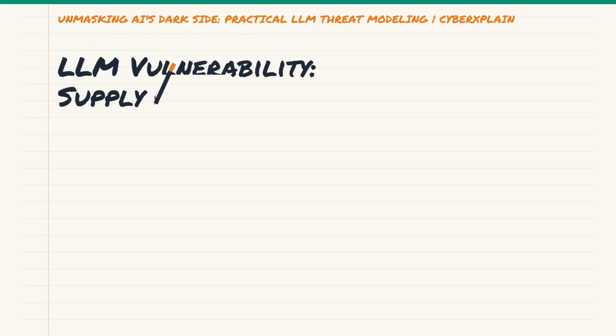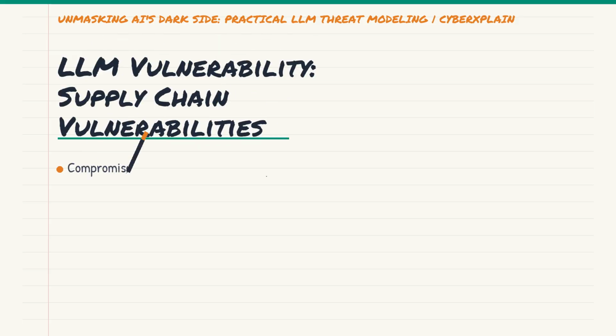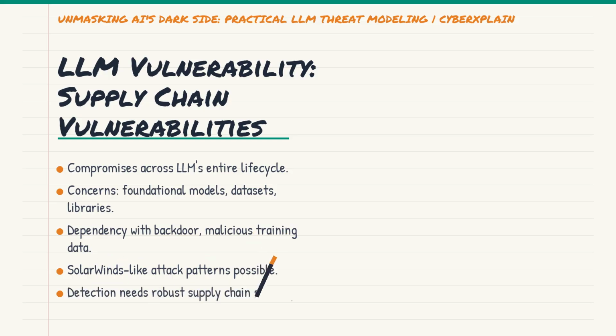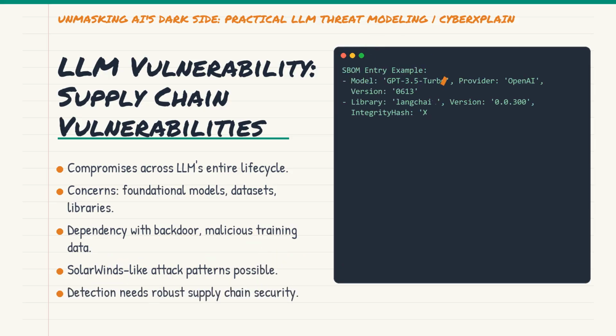Supply chain vulnerabilities are a huge concern for LLMs, just like they are for traditional software. This covers everything from the foundational models you use, are they secure and trustworthy, to the datasets they were trained on, to the libraries and frameworks you use to integrate them. If any part of this chain is compromised, say, a dependency with a backdoor, or a fine-tuning dataset with hidden malicious instructions, your entire LLM application could be at risk.